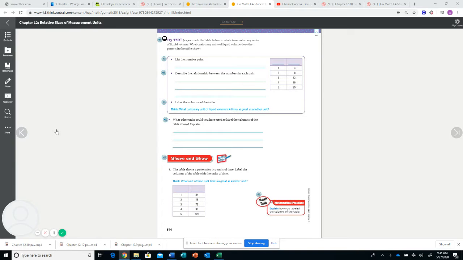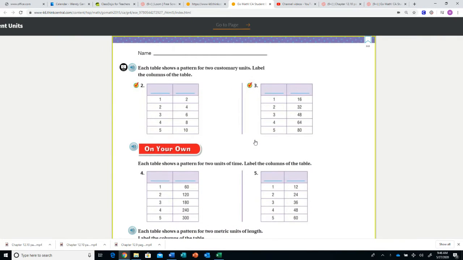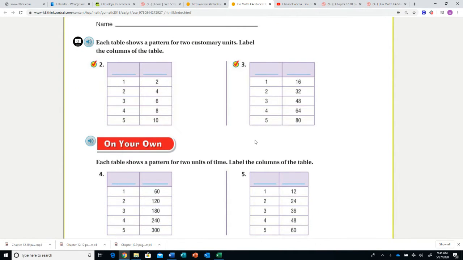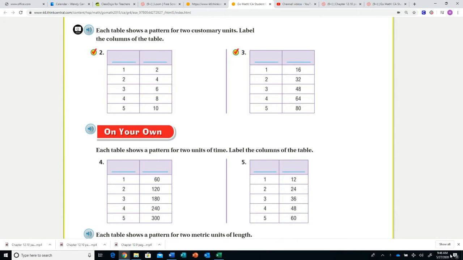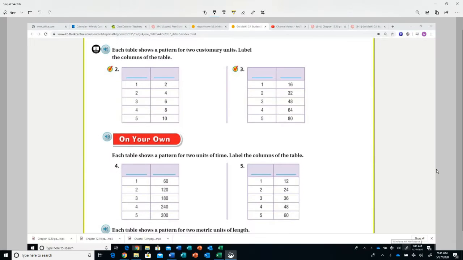Hi, everybody, and welcome to the continuation of Chapter 12, Lesson 11. I'm starting on page 515, and hopefully this lesson doesn't take us too long. It's almost like a culmination, a scavenger hunt of units of measure. So in questions two through five, we're going to take a look at what we need to do. I'm going to skip and sketch, and we'll take a look at the first four problems.